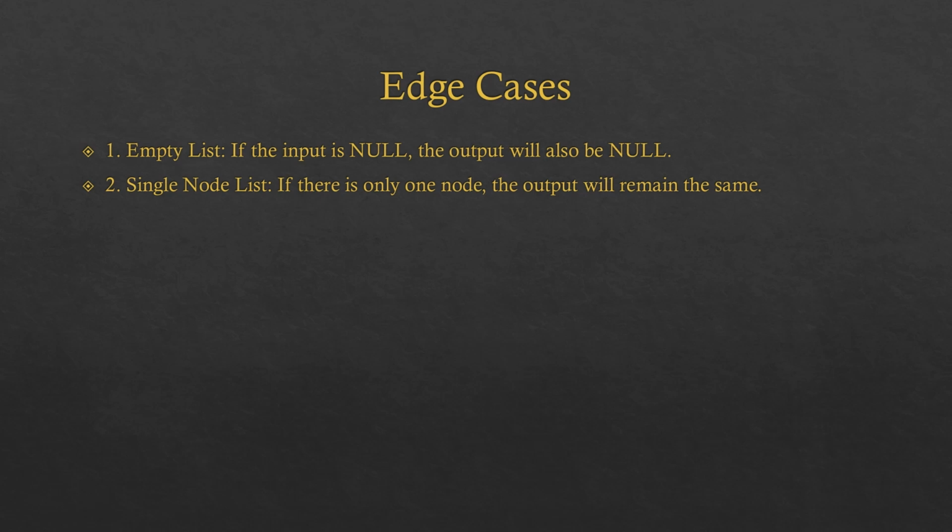There are a couple of important edge cases to consider. Empty list: if the input is null, the output will also be null. Single node list: if there is only one element, reversing the list will result in the same list as there's nothing to change.